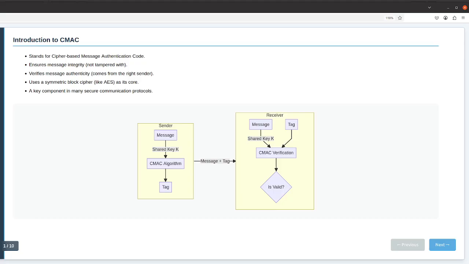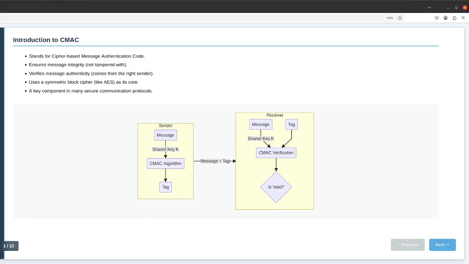Today, we're diving into the world of cryptography to understand a very important algorithm called CMAC, which stands for Cipher-based Message Authentication Code. You might be wondering what that long name means. In simple terms, CMAC is a way to ensure that a message you receive is authentic and hasn't been tampered with. It acts like a digital seal or signature that verifies both the sender's identity and the message's integrity.